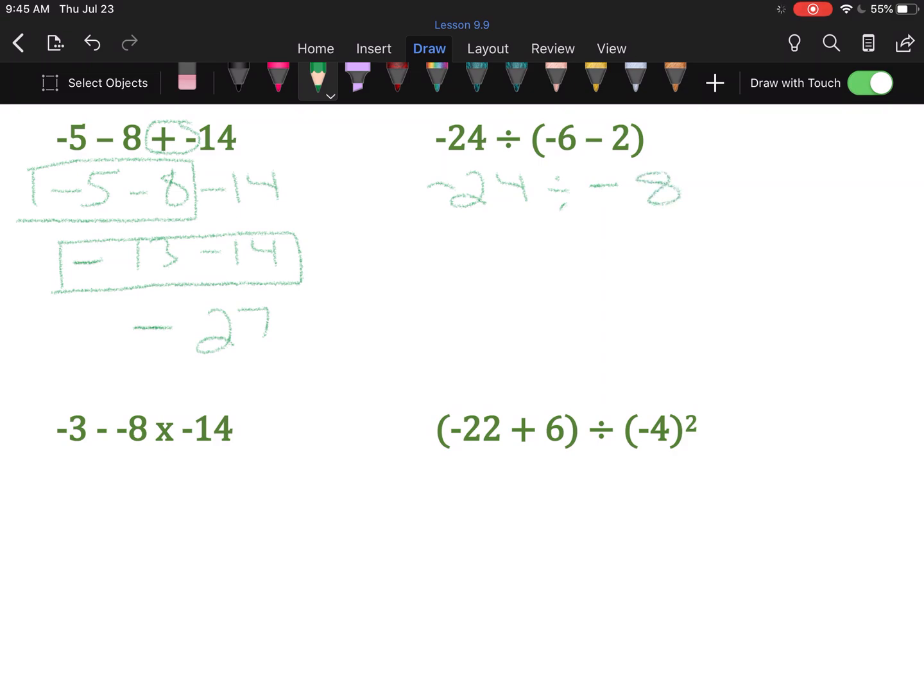Now I've just got division. 24 divided by 8 is 3. They're both negative, so the answer is positive when I divide. Two negatives divided give me a positive. The answer is 3.